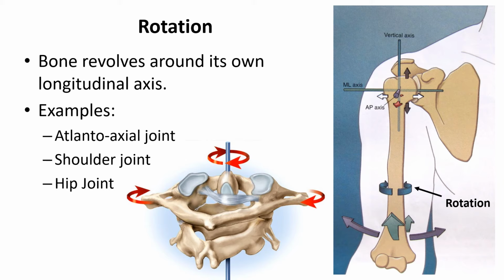At the shoulder joint, we can have twisting of the humerus. And also at the elbow joint, we can have twisting of the radius. So these are all examples of rotation because the bone is rotating along its longitudinal axis. You can rotate your femur a bit within the hip as well, although not all that much.